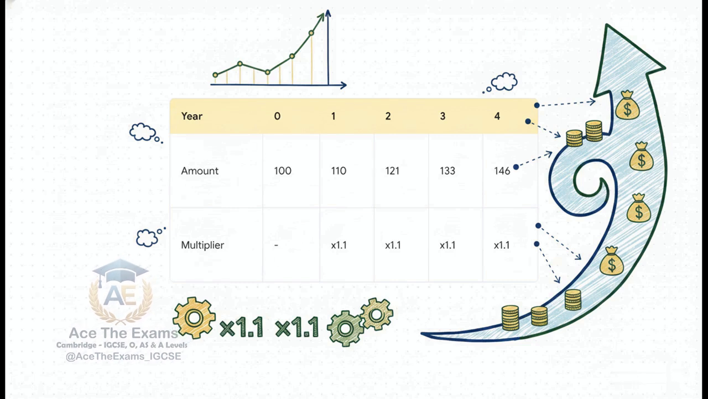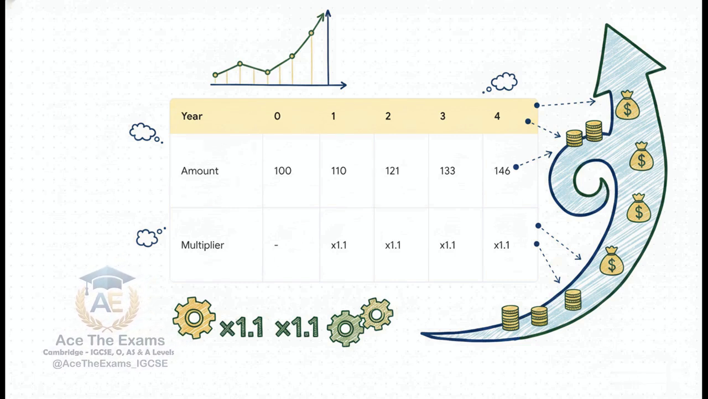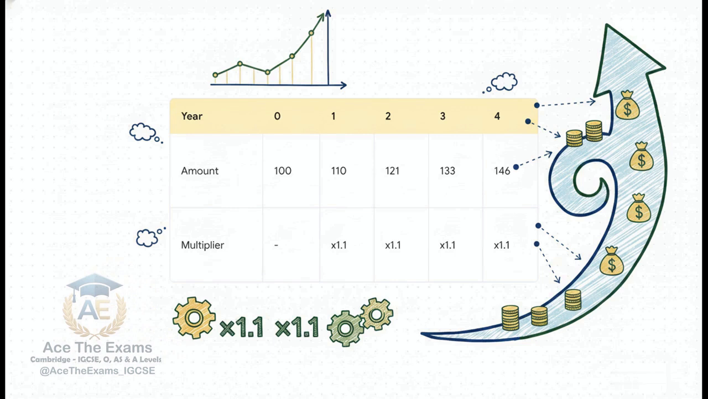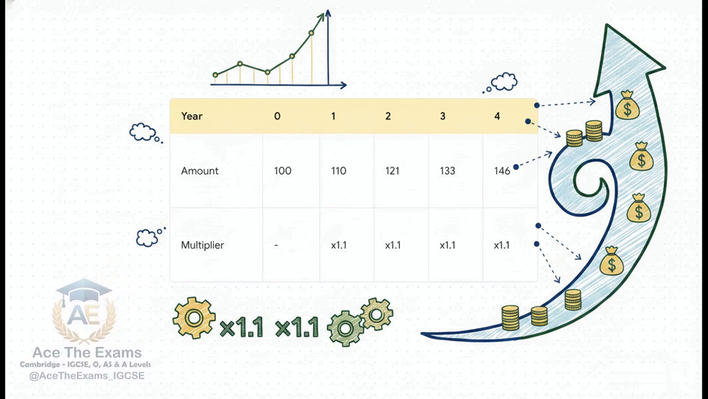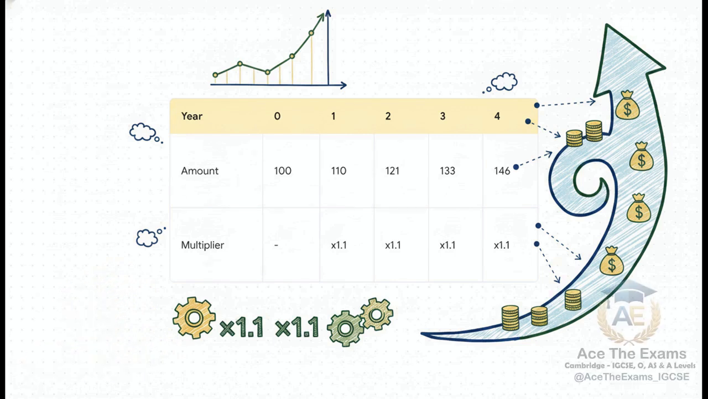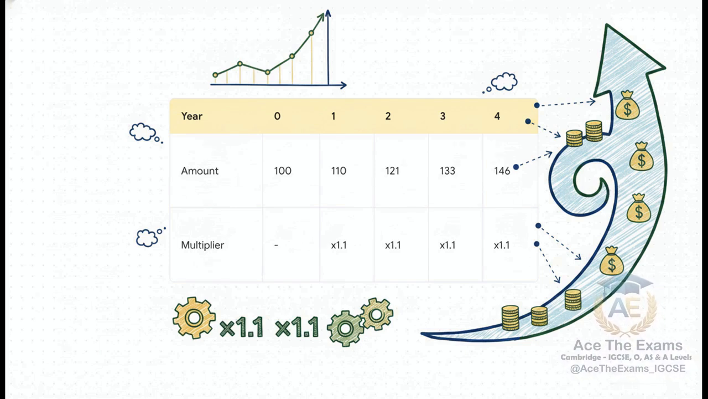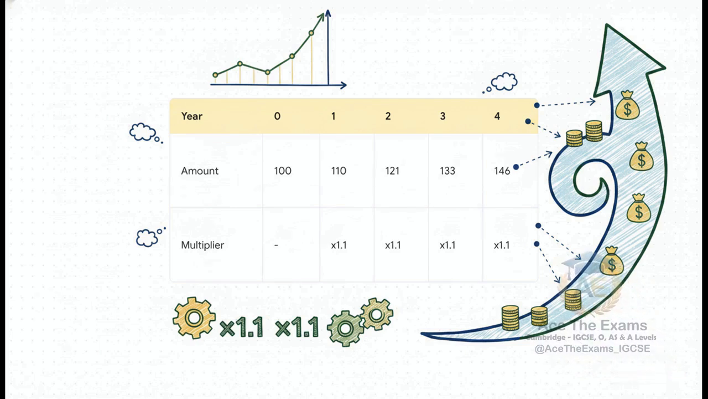A 10% increase means you keep your original 100% plus 10% more, right? So your multiplier is 1.1. Every single year, your new balance is multiplied by 1.1. It goes from 100 to 110 to 121 to 133.10. The interest itself is earning interest. That is your common ratio at work, allowing your money to grow exponentially, layer by layer.